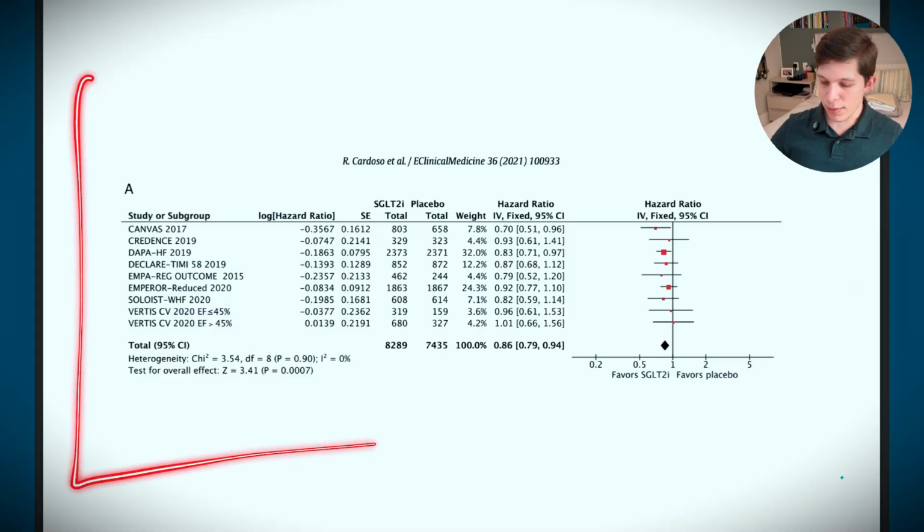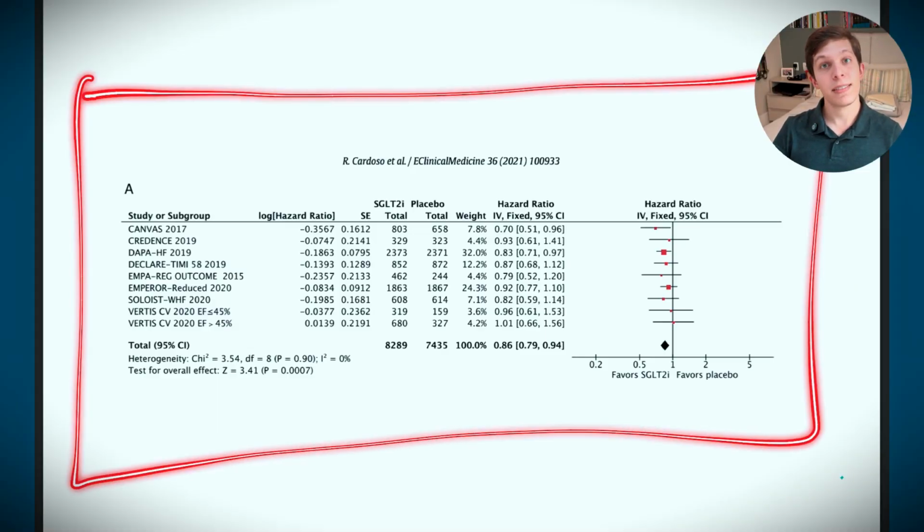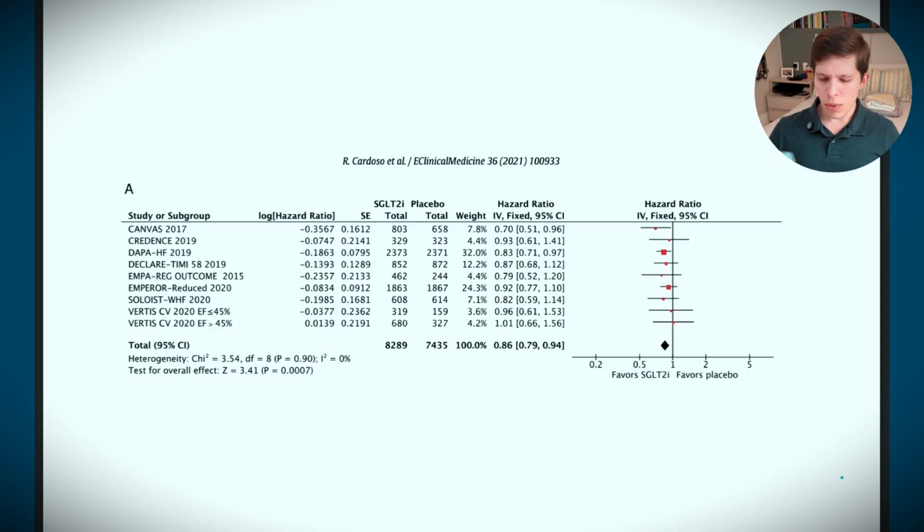Okay, so this is the graph for all-cause mortality for the studies in that meta-analysis. So out of the 30 studies, those here, 1, 2, 3, 4, 5, 6, 7, 8, 9, those 9 studies are the ones that showed all-cause mortality. So this is a graph specifically for all-cause mortality.